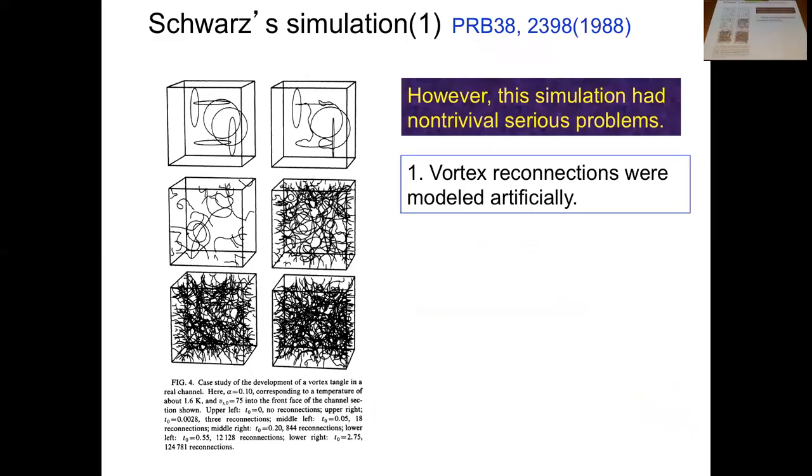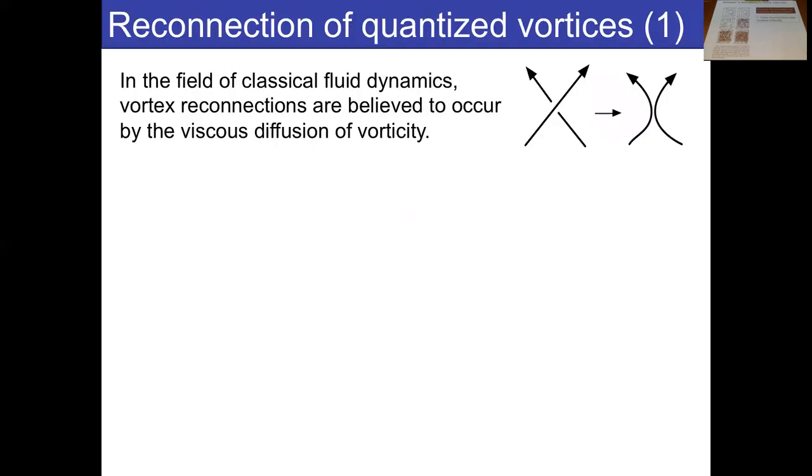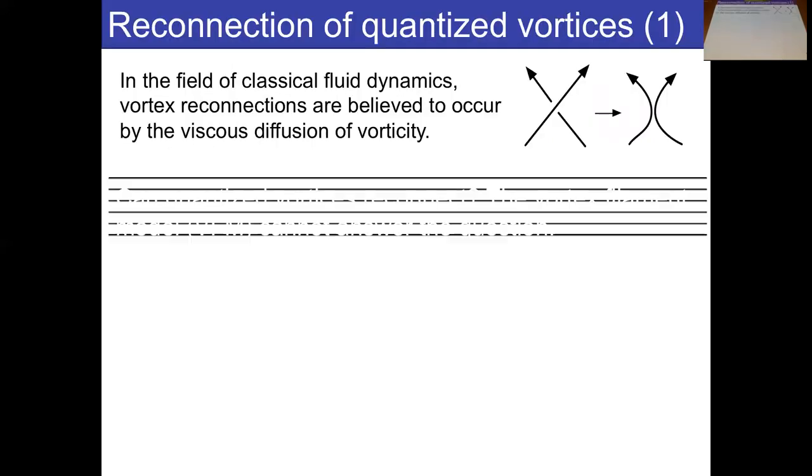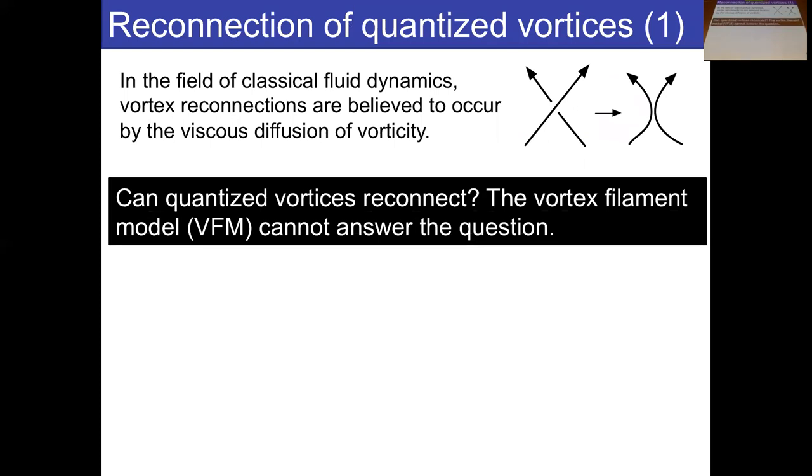However, from the beginning, Schwarz's simulation had some non-trivial, serious problems. One is that vortex reconnections were modeled artificially, ad hoc. Vortex reconnection itself is a very interesting topic, which was discussed yesterday by Luca. In the vortex filament model, reconnection is modeled artificially. So it is not trivial whether quantized vortices reconnect or not. The vortex filament model cannot answer this question.